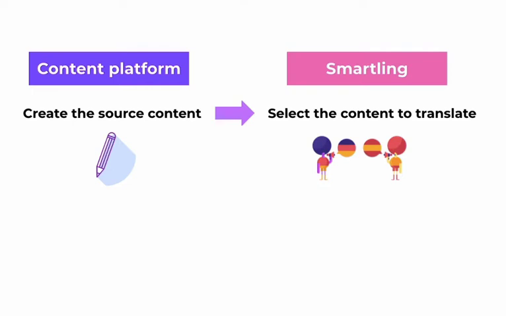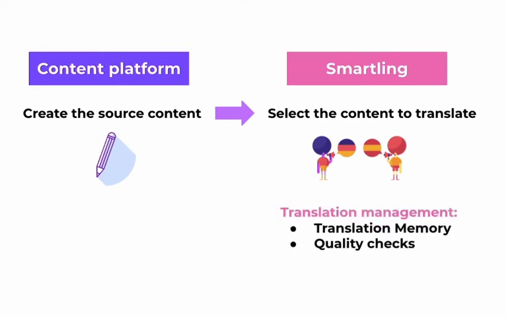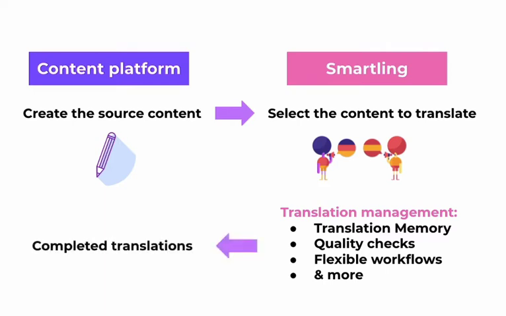Your content gets translated directly in Smartling. This means that you will get all of the benefits of using a translation management platform, like a translation memory, automated quality checks, and flexible translation workflows. Once the translations are ready and completed, they get sent back directly to your content platform without any copying and pasting. This automated way of requesting translations does not only save you time, but it also creates a reliable and seamless process that reduces the risk of human copying and pasting errors.